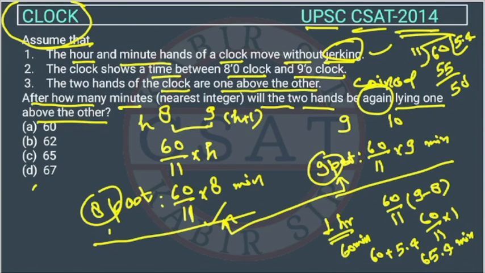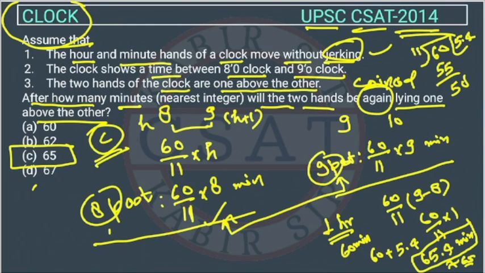So they will meet again, or they will coincide again, after 65.4 minutes. So this will be equivalent to 65 minutes. So the answer of this question is option C. So they will coincide after 65 minutes. Okay. So I hope ये आप सबको समझ आ गया होगा. If you guys still have some issues, you can contact me and I will explain this question to you personally.